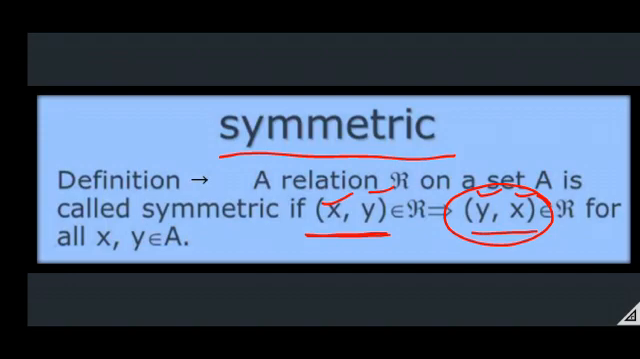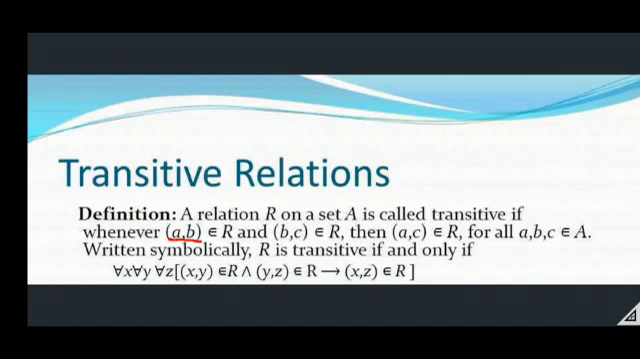If I have a relation R on A, when is it called transitive? I should have (a, b) belongs to R and (b, c) belongs to R. You can see the second element of the first and the first element of the second are the same. If I have these two things, and along with these I have that (a, c) also belongs to R, so you can see that (a, c) also belongs to R, then we say that the relation is a transitive relation.